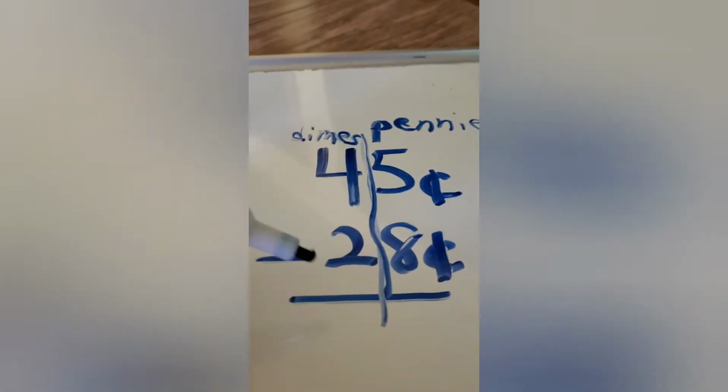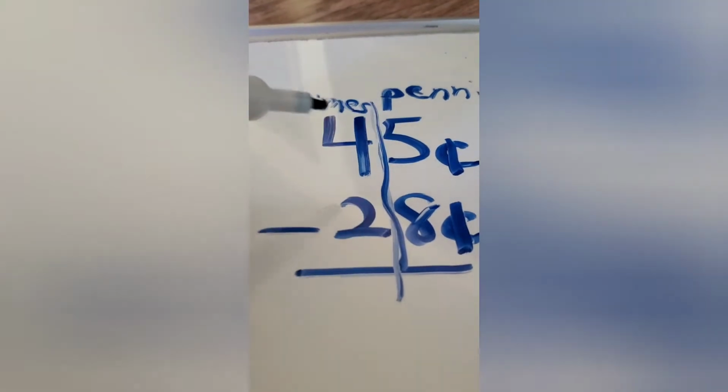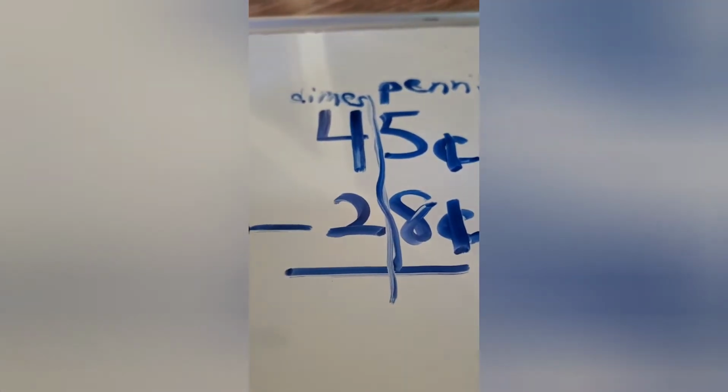Just like how we were doing the other day, we were subtracting using our rods and our units. And like I said, today we're going to use dimes and pennies, okay? So, do you guys remember the first step? Let's see. Is my bigger number on top? It is. 45 is bigger than 28.